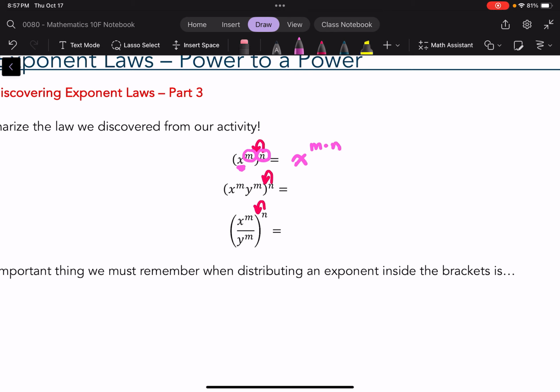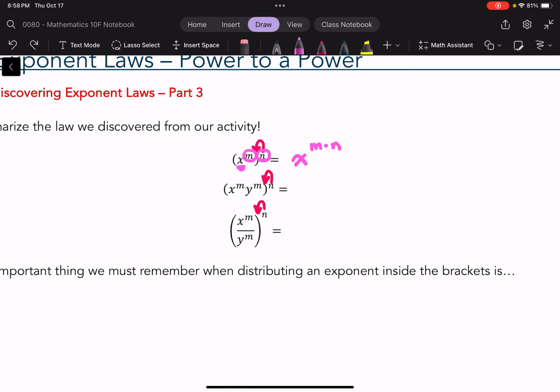Now this was stage 1, when we had a single power inside. But we also noticed that this would also be true when I'm talking about a collection of powers multiplied together that is being raised to an exponent. Now, this is only true if there's multiplication on the inside of that bracket, right? x to the power of m and y to the power of m are being multiplied together, or there's division going on. It does not work for addition and it does not work for subtraction within my brackets, but it does work for multiplication and division.